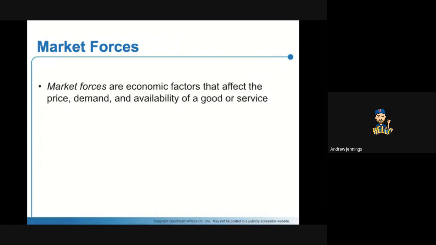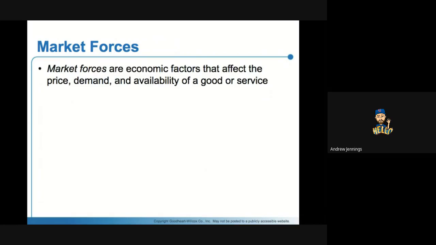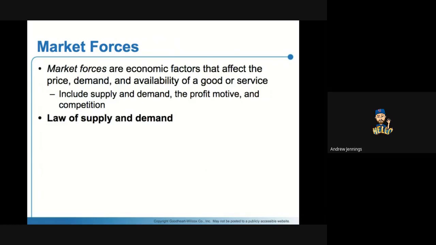All right, so the last objective I said we were going to conquer today is talking about these market forces and their impact on the economy. So market forces are basically economic factors that affect price, demand, and availability of a good or a service. So they include supply and demand, they include a profit motive, and they include competition. The first thing we're going to talk about is supply and demand.